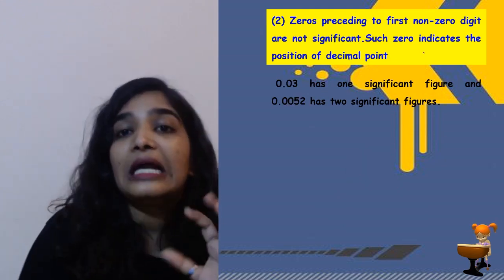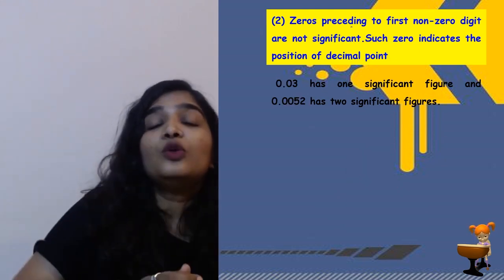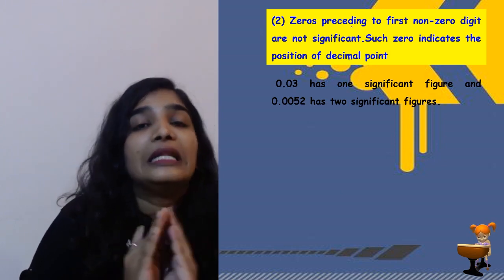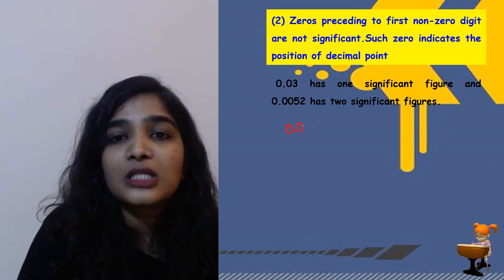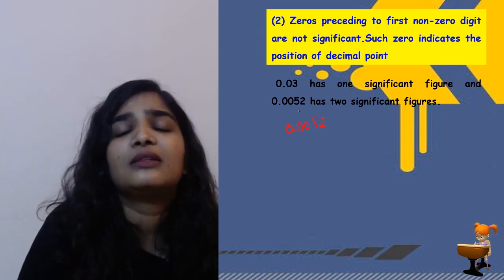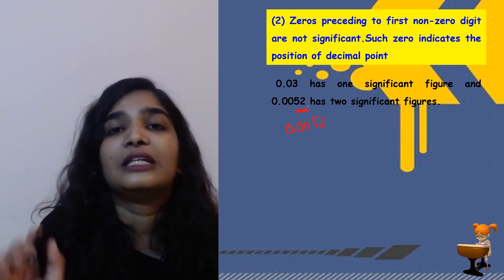So when there are zeros preceding the first non-zero digit, they are not significant. That means here you have 0.0052. This number has only 2 significant figures.